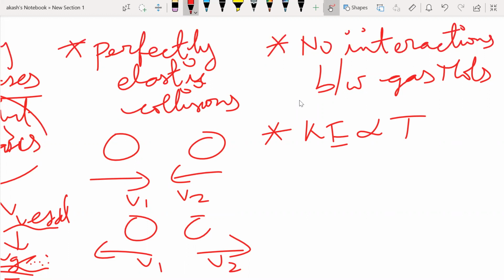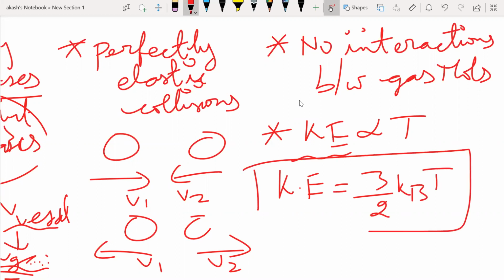So you can easily ask me, sir, what about half mv squared? That is really not going to work because I'm going to consider these as point masses, right? So that way of looking at it, the way of classical Newtonian mechanics, is really not going to be helpful here. So we directly say that the kinetic energy is directly proportional to temperature. And I'll give you the direct equation. It's very, very important. Kinetic energy is 3 by 2 kBT.